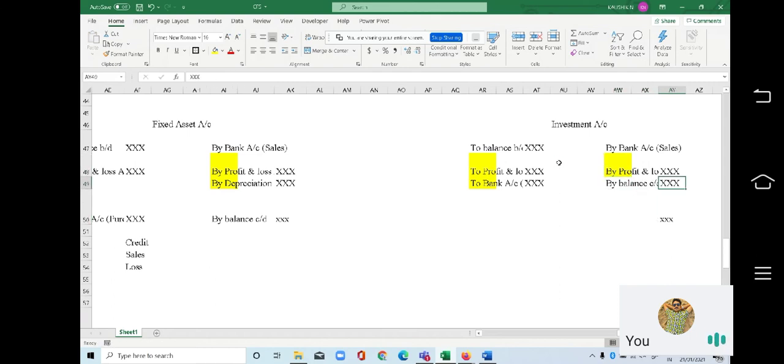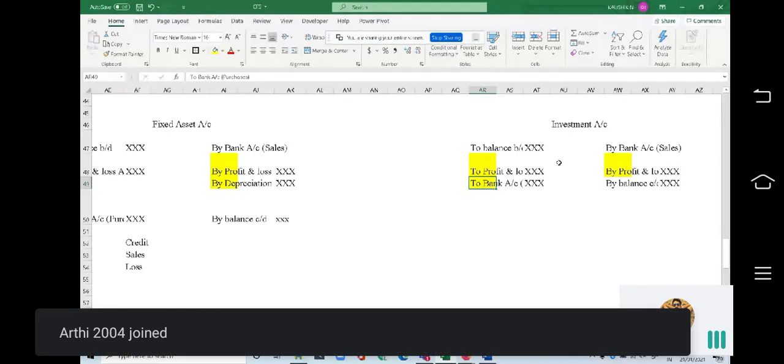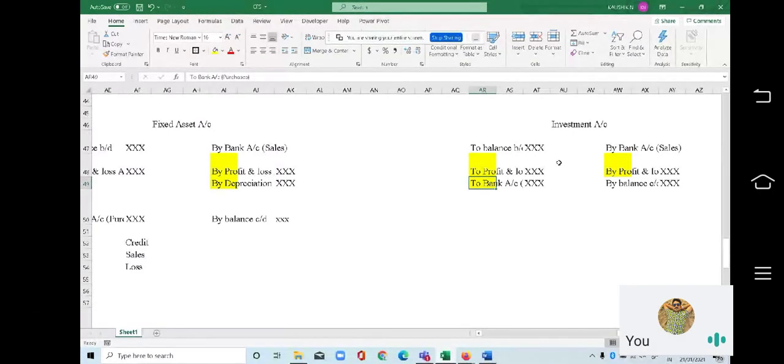Hello? Can you follow? Investment account is the same as your fixed asset account, but there you won't get depreciation in the investment. You will get only the purchases of investment if you have done any in addition. So on the credit side, you won't get any balance.